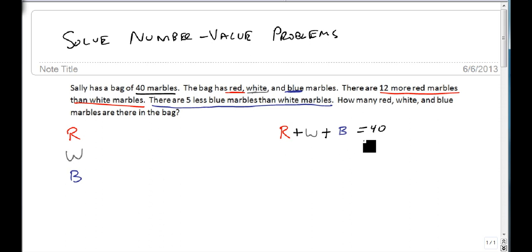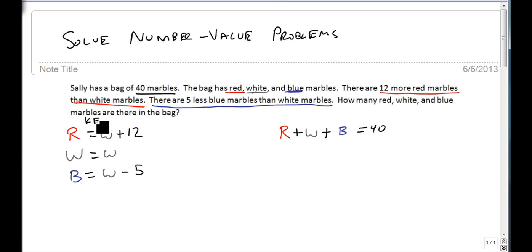Going back to this big red underline, we know that there's 12 more red marbles than white marbles. So however many white marbles we have, there's 12 more red ones. If I have 10 white ones, that means I have 22 red ones. Similarly, our white is going to be white. We're just going to leave that one alone. But for our blue, that's 5 less blue than white. So if there's 12 white, there's 7 blue. If there's 10 white, there's 5 blue. Mathematically, we'll write that as W minus 5.